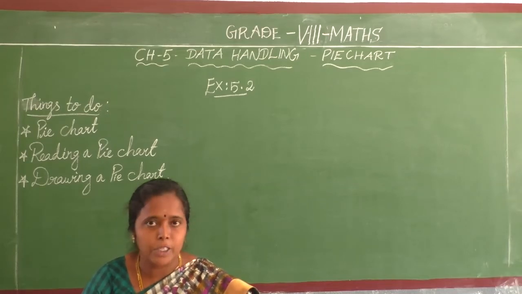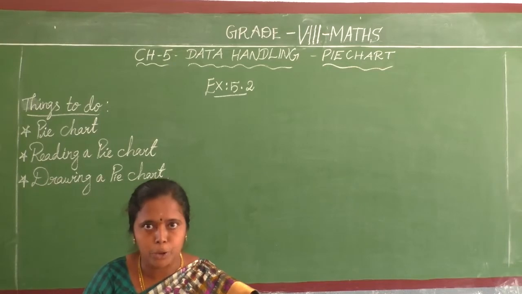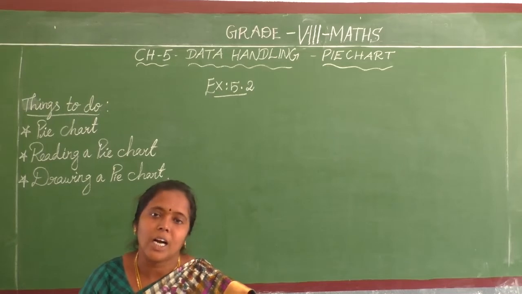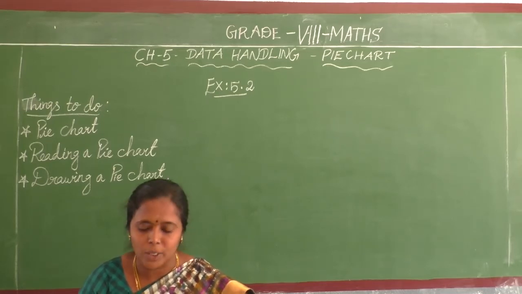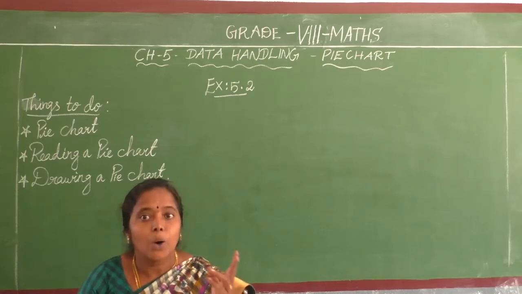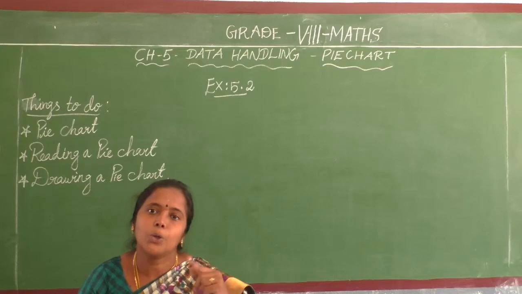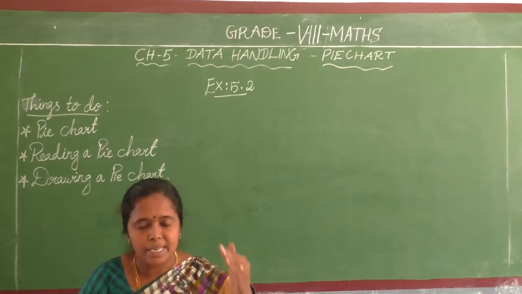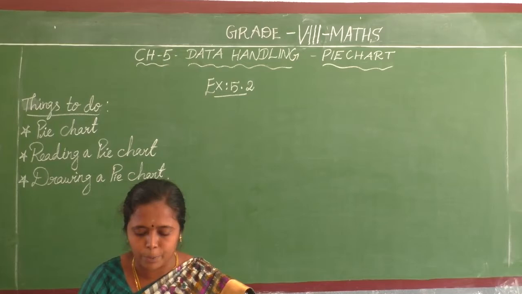Before going to exercise 5.2, I have to clarify what a pie chart is, how to read a pie chart, and how to draw a pie chart. These three things let me clarify first, and based on that we will see exercise 5.2 sums.